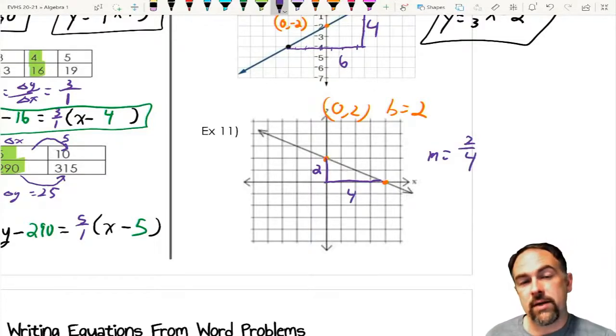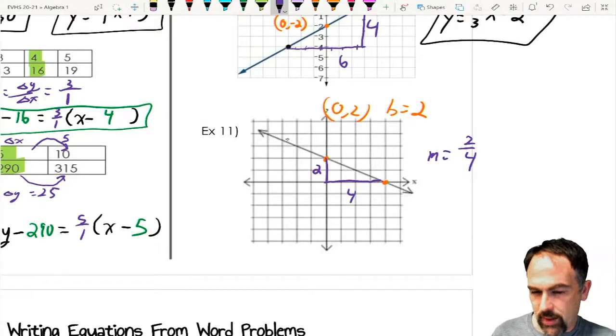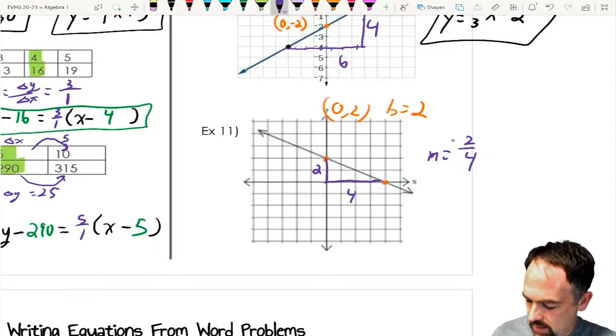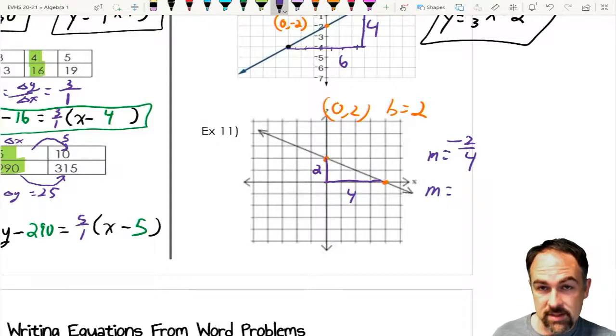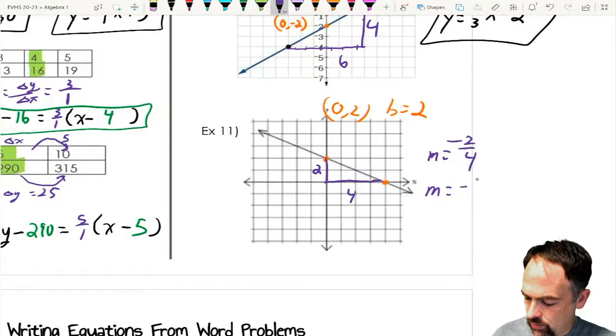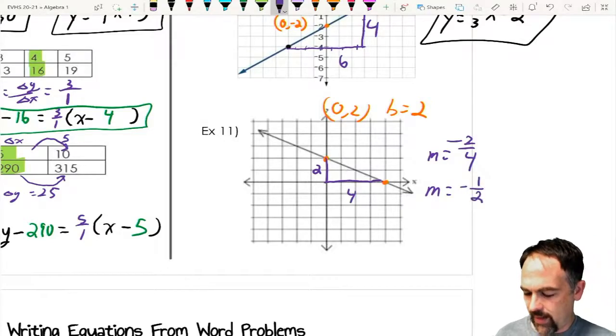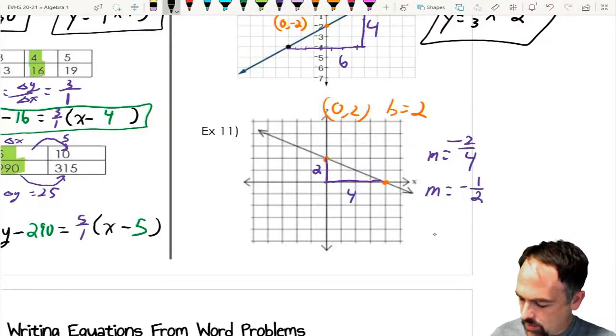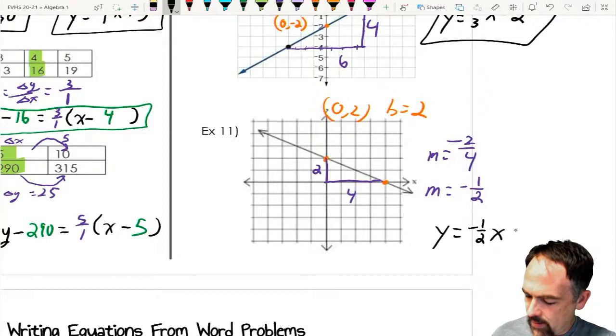And again, let's evaluate sign here. As I go from left to right, it goes down. So slope dude is saying nice negative, meaning I have a negative slope. Now, let's simplify that. -2 divided by 4 by a factor of 2 simplifies to -1/2. So my equation in slope-intercept form, y equals -1/2 x plus b is plus 2.